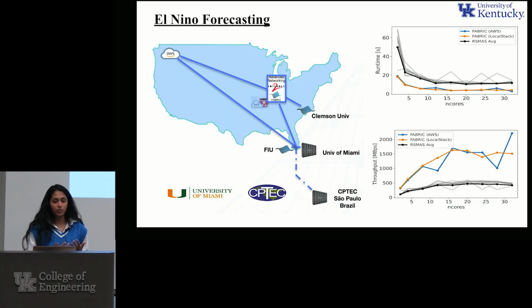To give you some real-world examples of what Fabric has been used for before, I'll just go over some interesting projects that we've seen. An excellent example is this El Niño forecasting project between University of Miami and CP Tech, the Center for Weather Forecast and Climate Studies in Brazil. They used Fabric nodes to create a topology that makes the sharing of data that they use to predict the El Niño conditions much faster. You can see from the graphs here that once they started using Fabric, the throughput became faster and also the runtime of their applications becomes faster.